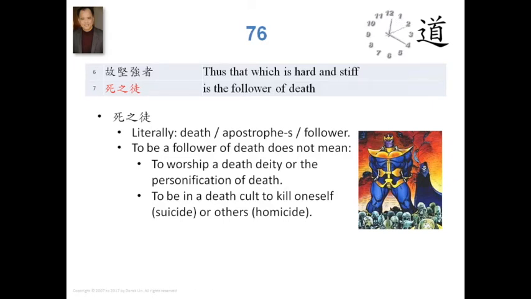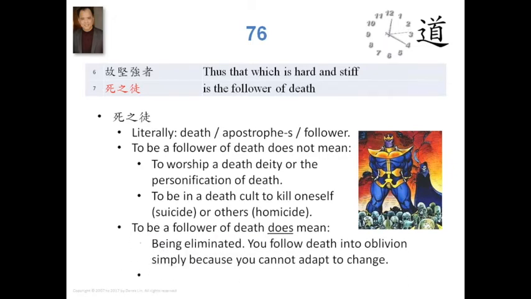So what does it mean to be a follower of death? What it does mean is to be eliminated. You follow death into oblivion because you cannot adapt to change. Wow. That's what it really means. When you follow death, you go nowhere. You head toward oblivion. And the reason why is because you can't change. Okay, so I think everybody's clear on that.